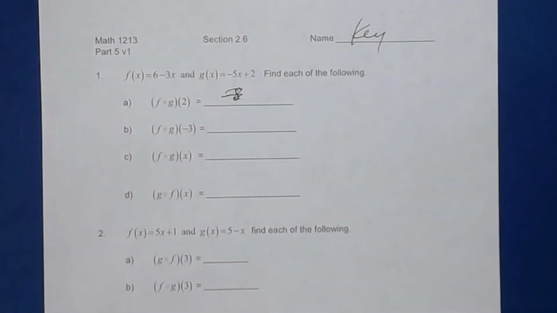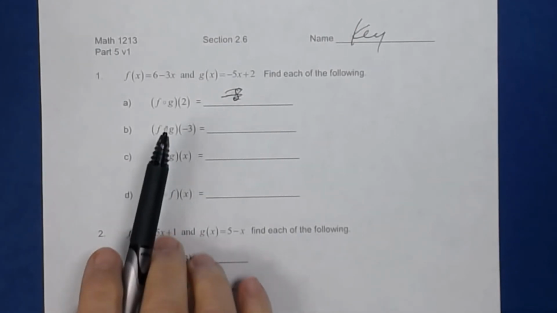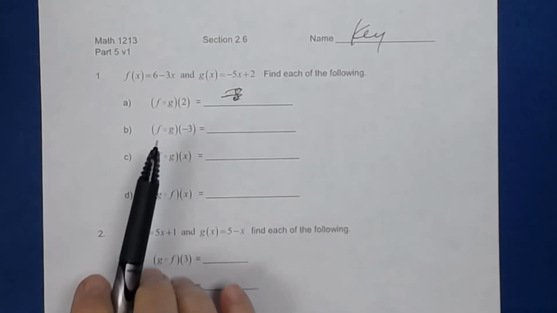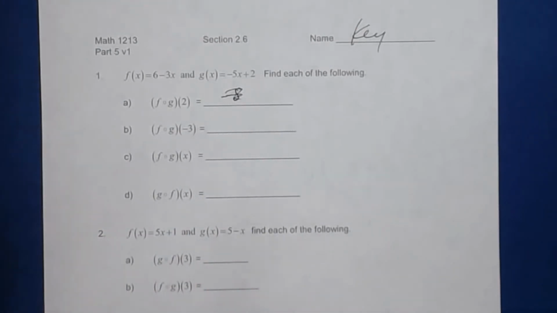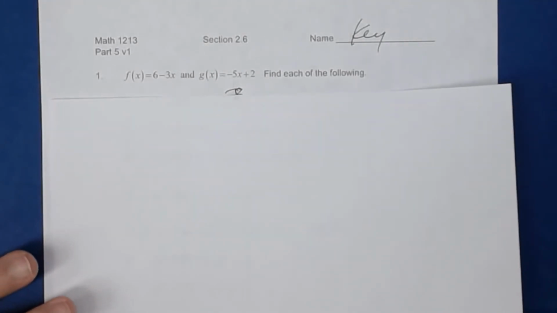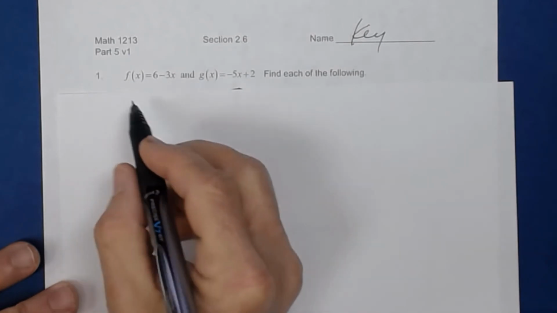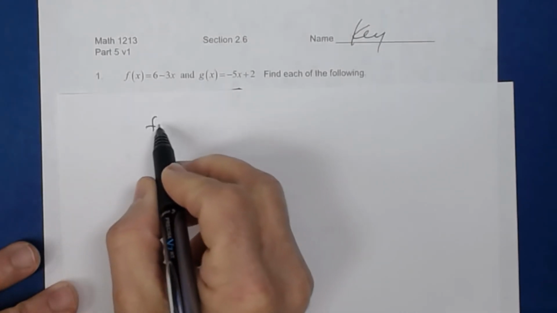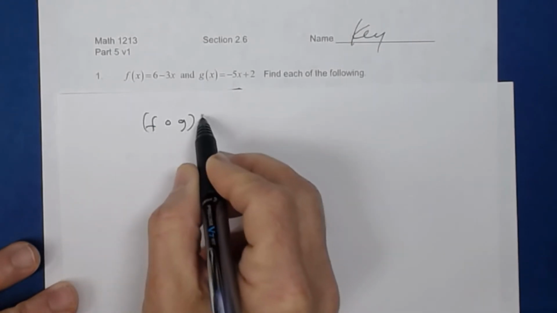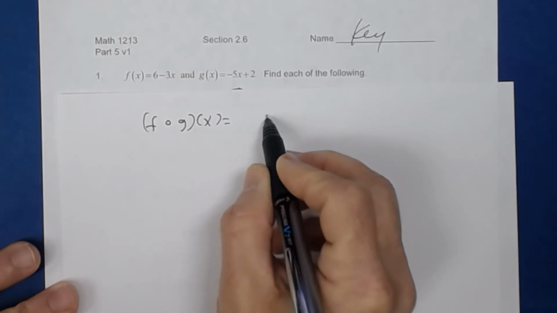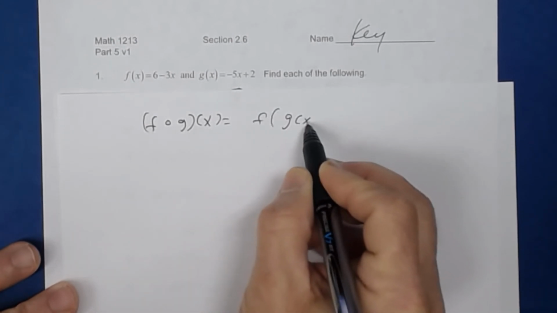This is the key to section 2.6 part 5, and basically you're dealing with compositions here. So you have to know how to deal with compositions. First thing you've got to remember is your definition of what it means to compose two functions. You have to remember that f composed with g at x, by definition, is f of g of x.